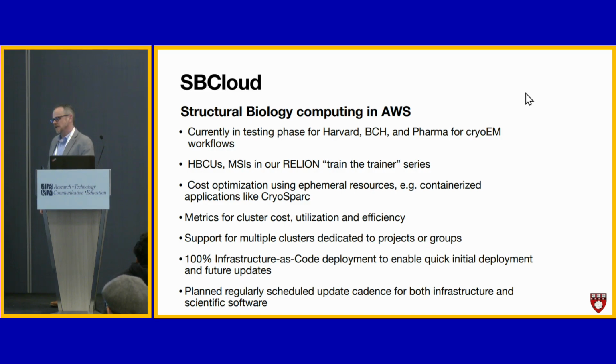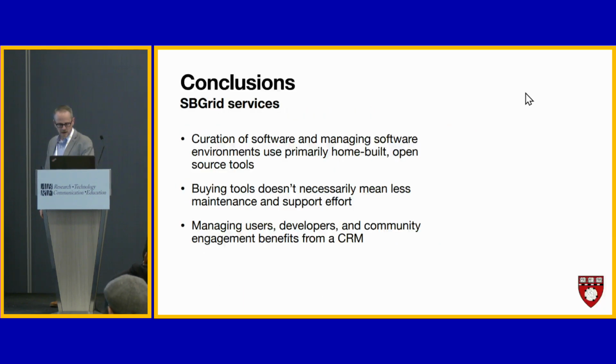Yeah, I would say it's sort of late beta right now, but it still needs a little bit of polish. The data's a little clunky, and that's because Amazon's cloud is a little weird. It's not a sort of intuitive model, but we're working to make that better. All right, curation of software. We mostly use home-built stuff, mostly open source tools. We bought some stuff. It doesn't necessarily mean it's amazing. And then managing users, developers, and community. Our CRM has been really huge for that.